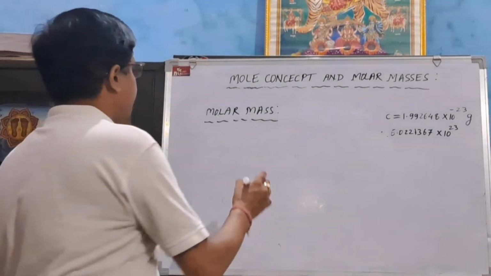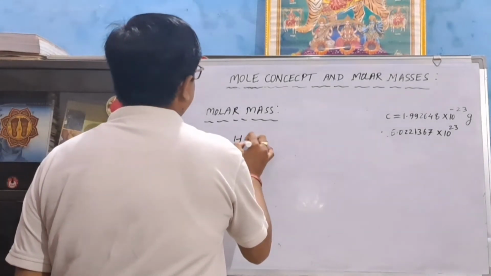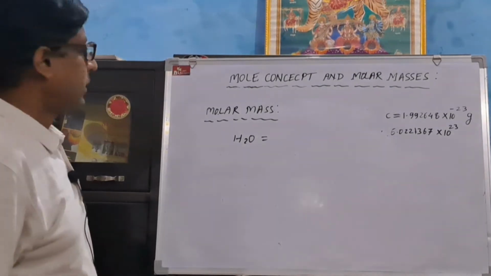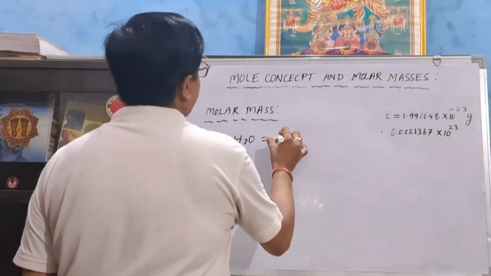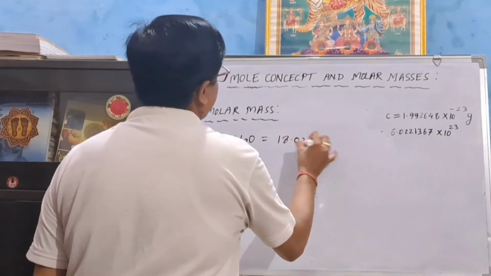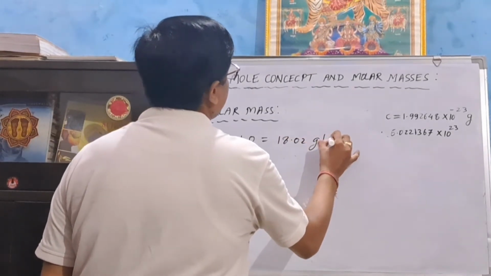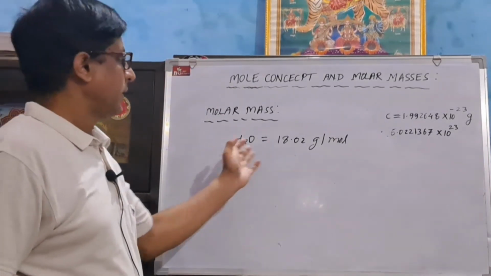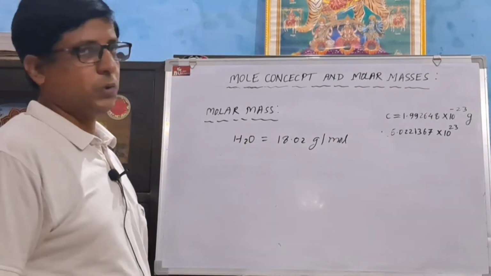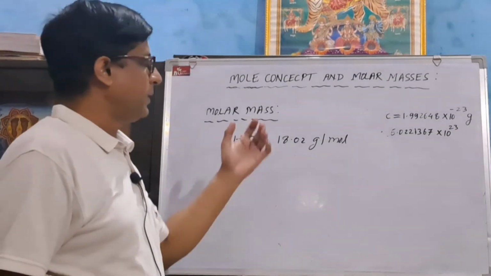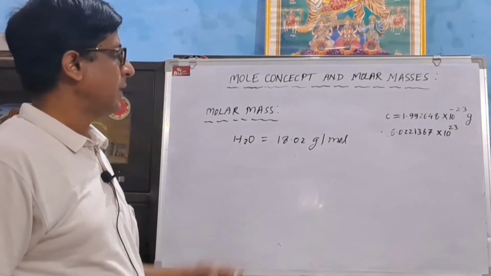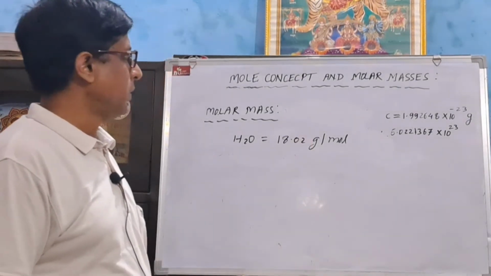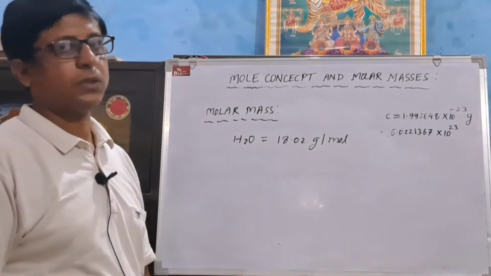For example, in case of water, its molar mass is equal to 18.02 gram per mole. The molecular mass of water is 18.02 u. If we represent this molecular mass in grams, then it is equal to 18.02 gram. This is known as molar mass of water.